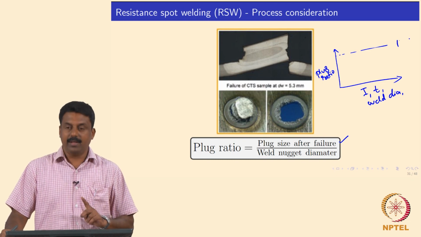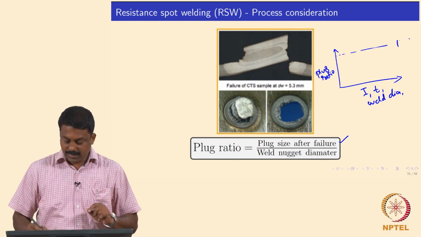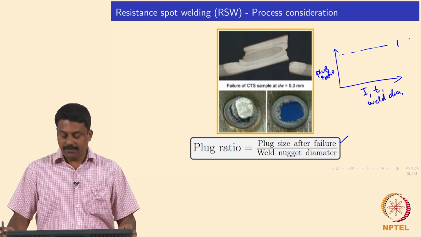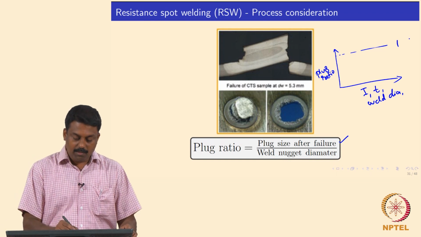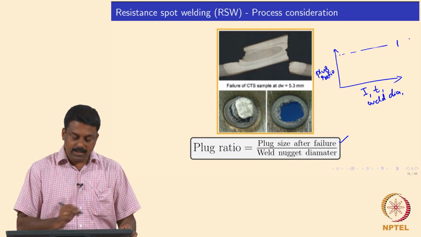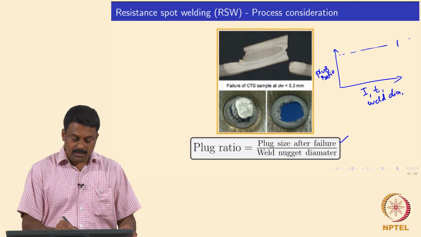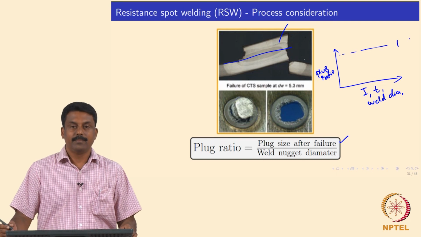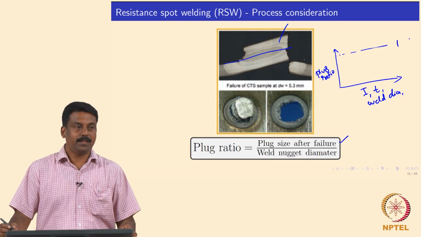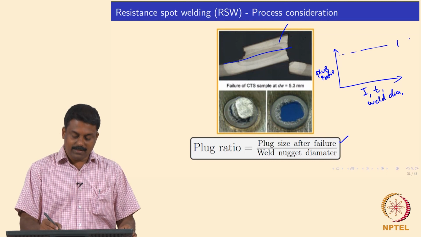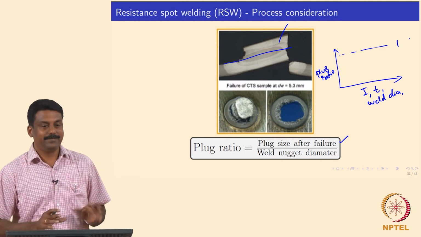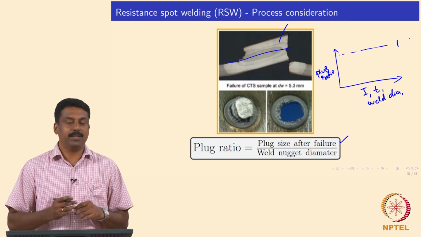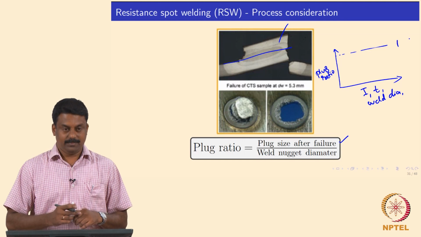So, plug ratio is important. It is plug size after failure divided by the weld nugget diameter. So, if there is an interface failure, how does the interface failure look? For example, in this case, if there is a complete interface failure, then you will have failure here, and this would have been gone, the cross section. That means that the interface has become the same as it was before, and this could happen when you have a very brittle alloying elements segregating at the weld center line, okay.